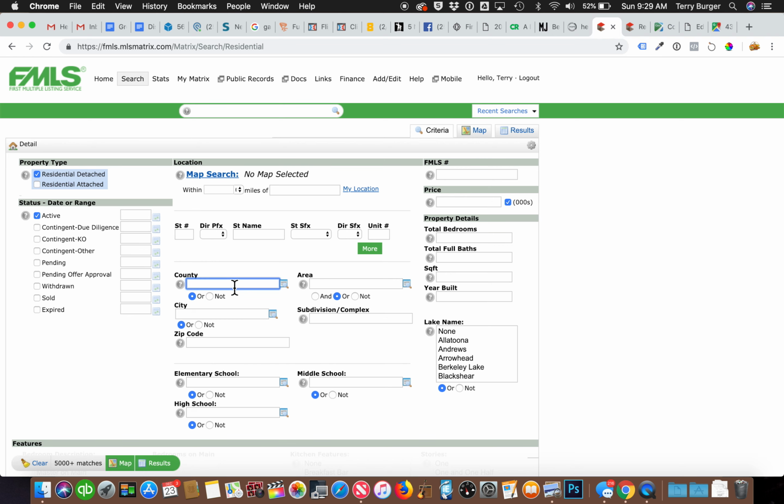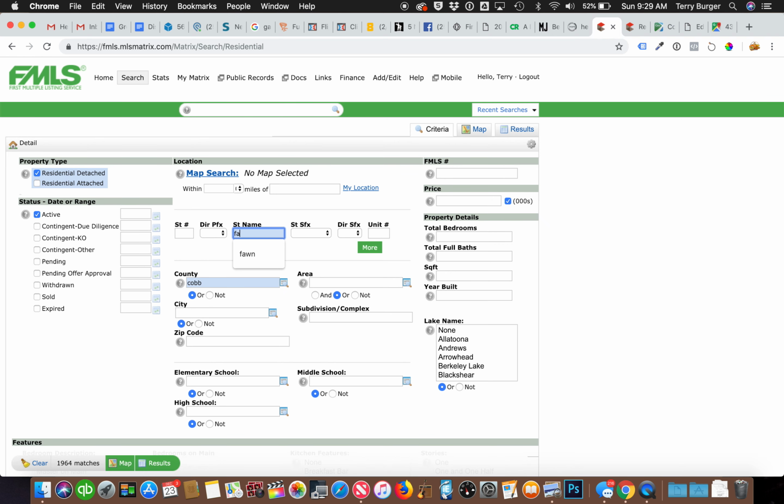sold on the street. So I know my county. I'm going to punch that in, and then I'm going to punch the street name in. And that's where we're going to start. And it looks like we have 2 active. Let's click the pending mark. Nothing pending. Anything contingent with due diligence? No. Anything contingent with a kick out? That didn't change anything. And then let's look at solds for the past 180 days.